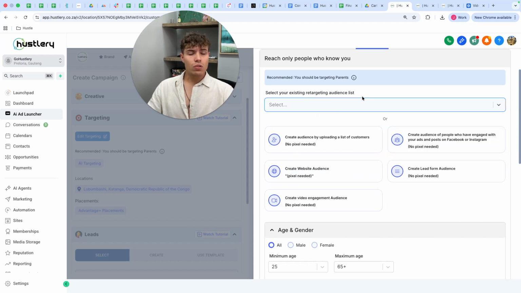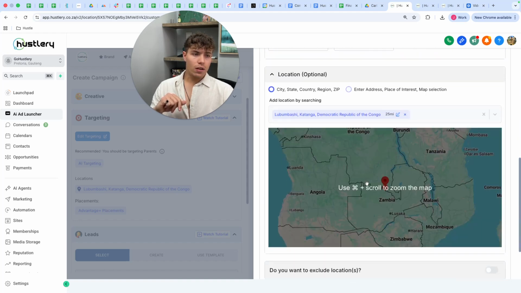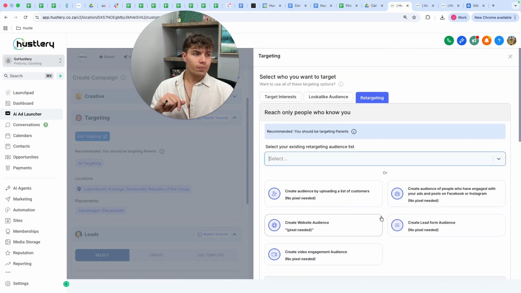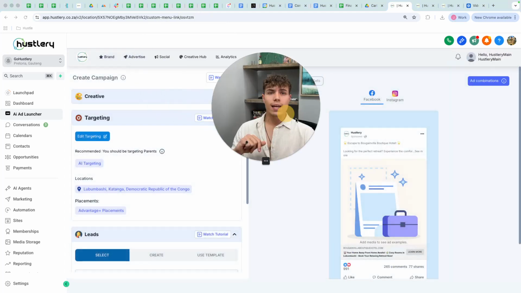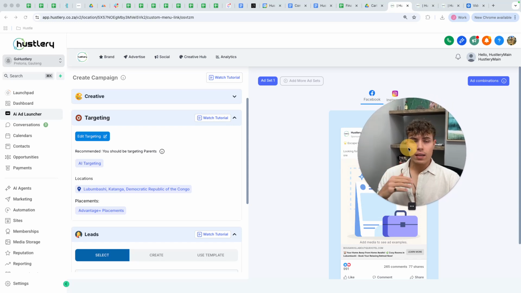But the best ones to target are people who've watched 50% or more of your video ads, people who've engaged with your ads, or past website visitors, or people who are already in your database but never became clients. Okay? So that is where you select that. Then you can go and select your age, gender, location, same as normal. And then you launch your ad. And then those people that you selected will go and see your ad again on Facebook.